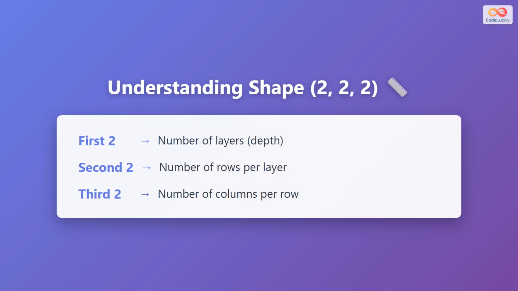The shape tuple (2, 2, 2) tells us the structure of our array. The first 2 represents the number of layers, which is the depth dimension. The second 2 represents the number of rows per layer, and the third 2 represents the number of columns per row. Understanding shape is crucial for indexing correctly.